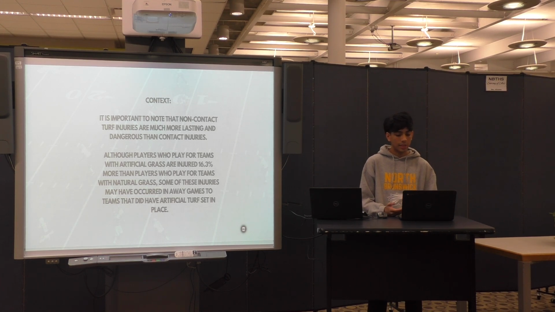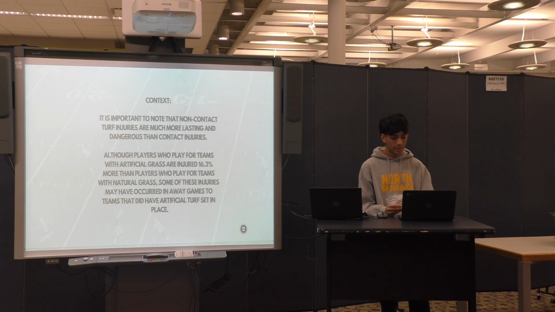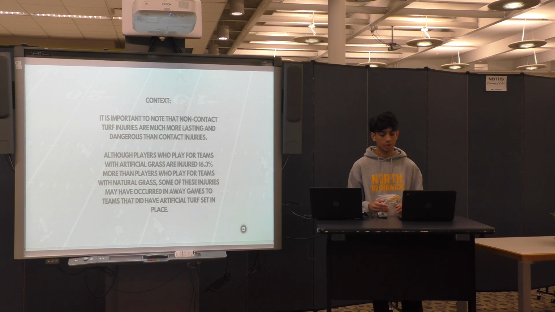Although players who play for teams with artificial turf are injured 16.3% more than players who play for teams with natural grass, some of these injuries may have also occurred in away games. These numbers only account for home stadiums, but because injuries also come from away games, this percentage could actually be much higher than 16.3%, and this is just a broader version.